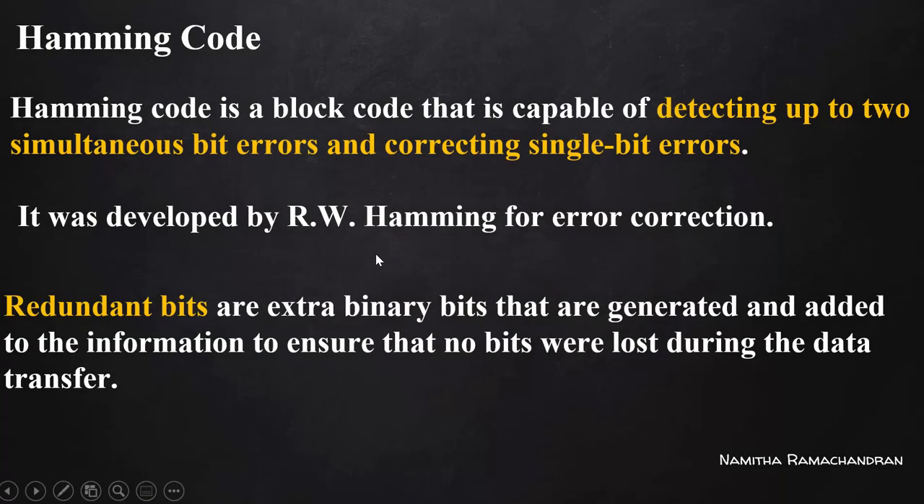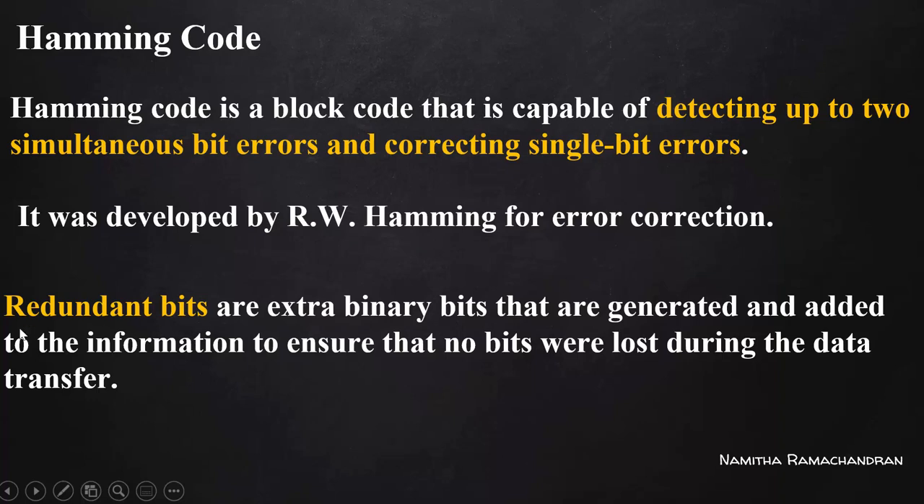So this is some basic idea about the Hamming code. Hamming code is a block code that is capable of detecting up to two simultaneous bit errors, and it can correct a single bit error. That means Hamming code is used for both detecting and correcting errors. It can detect up to 2 bit errors and can correct a single bit error present in the transmitted data. It was developed by R.W. Hamming and is for error correction.